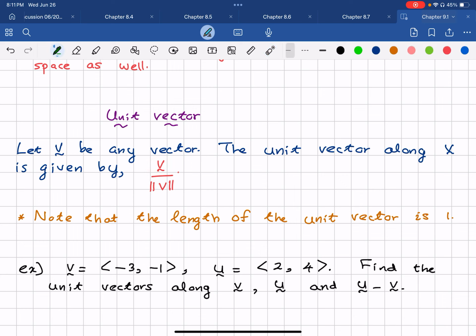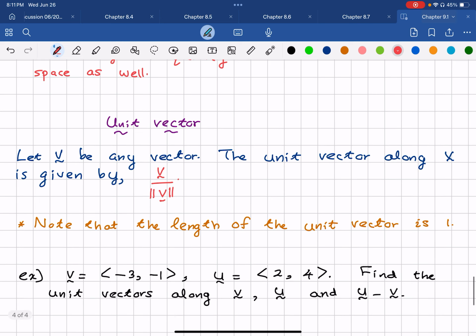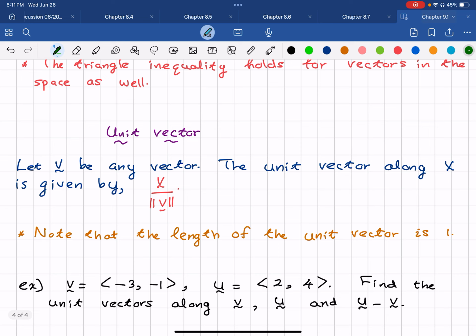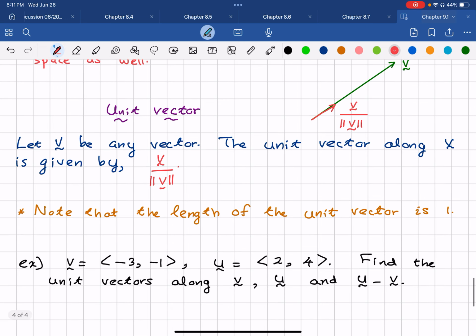Okay, so geometrically, suppose you have some vector like this, vector v, and you are finding a vector that is having length 1. So this is going to be the unit vector. You are dividing vector v by its norm. Okay, right.